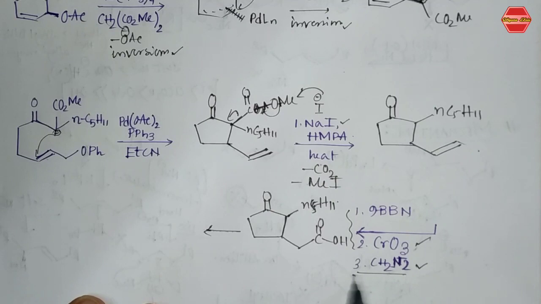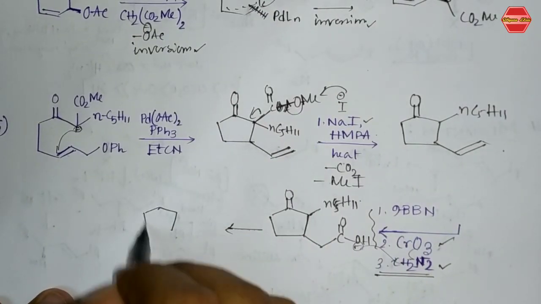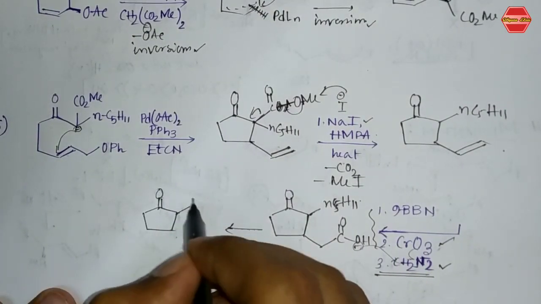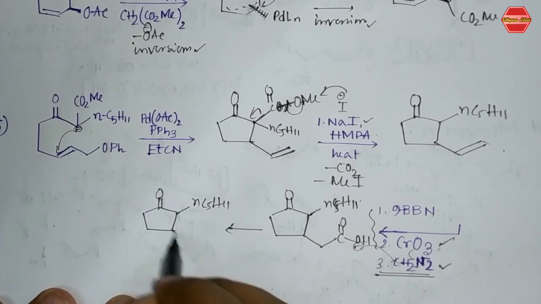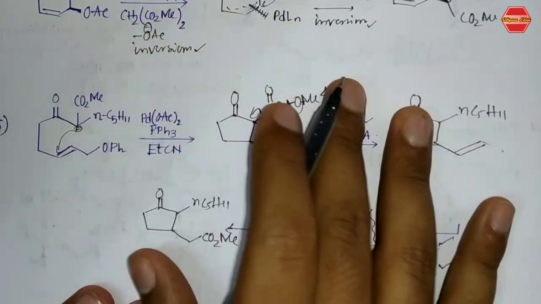The next step is the CH2N2. So this has a negative charge, it will attack over here and this N2 will leave from the system. So finally the product that we get from here is this one, right? NC5H11 and this CO2Me. So this is your major product from this reaction.